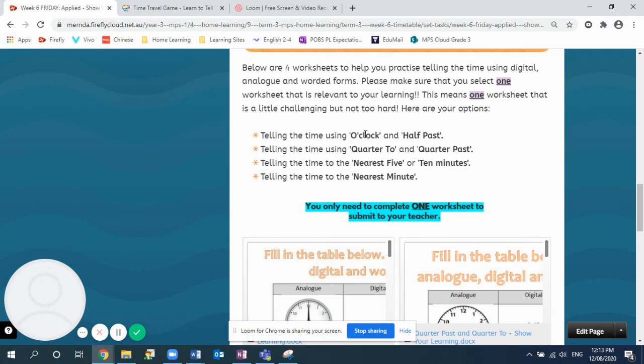We have got a worksheet on telling the time using o'clock and half past. We've got a worksheet on telling the time using quarter to and quarter past, telling the time to the nearest 5 or 10 minutes, and telling the time to the nearest minute. If you are a little bit stuck and you think that you need to choose an activity that might be a little bit easier, that is completely fine. We don't want to see you picking an activity that's really, really hard because you're only completing one worksheet. So your teacher's only going to see one worksheet.